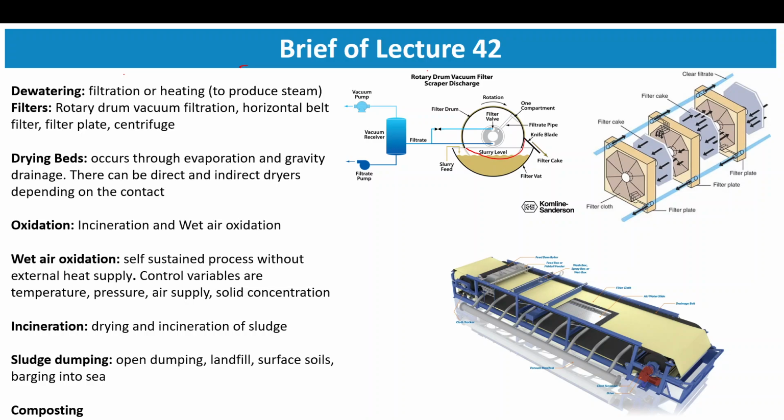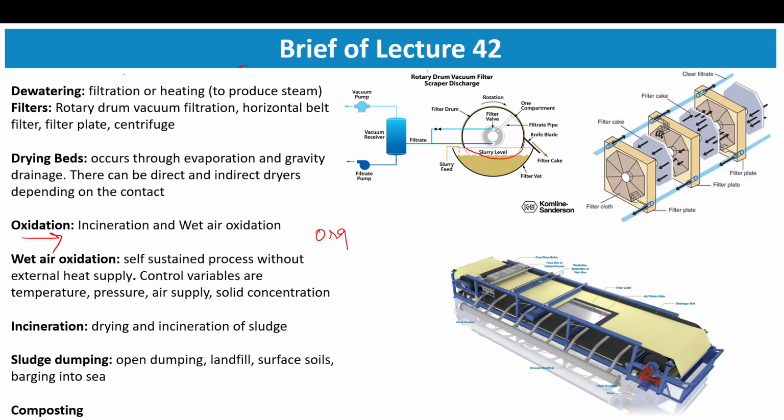Now next is oxidation. Oxidation is nothing but the conversion of the organics which are present into carbon dioxide or methane. Sorry, it is conversion into carbon dioxide. For that there are two main processes: one is incineration and another is wet air oxidation. Wet air oxidation is a kind of self-sustained process.